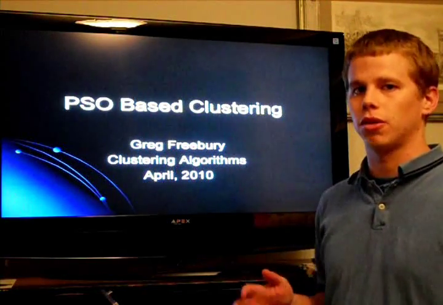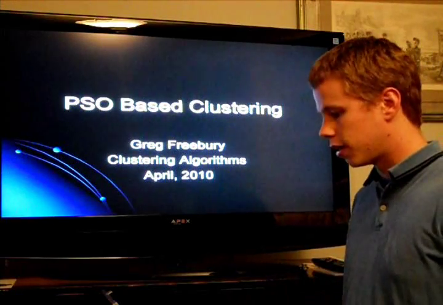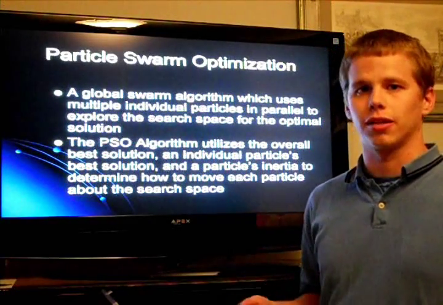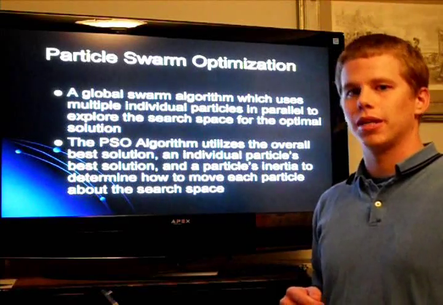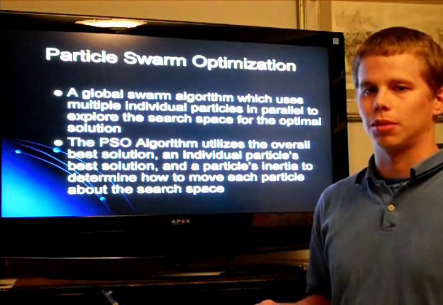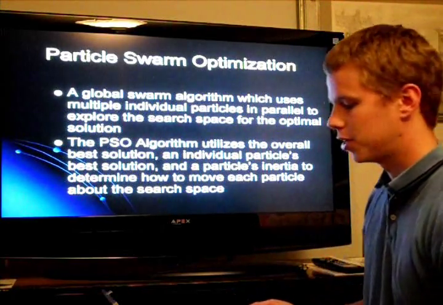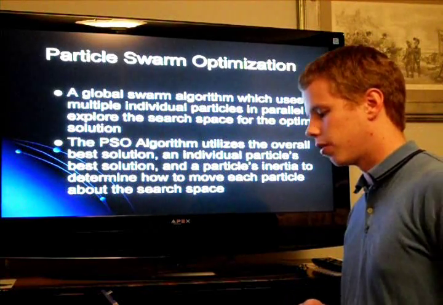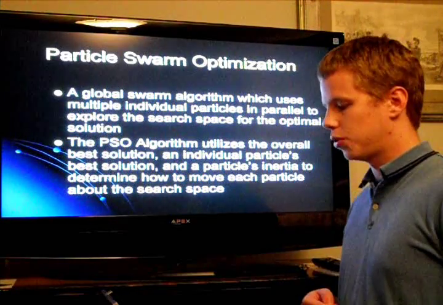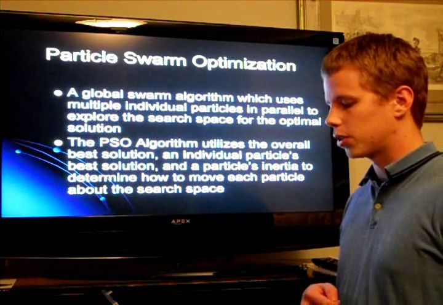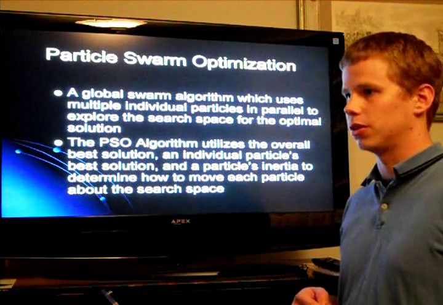My project is on PSO-based clustering. We'll start off by defining what exactly PSO is. PSO stands for Particle Swarm Optimization, and the precise definition is a global swarm algorithm which uses multiple individual particles in parallel to explore the search space for the optimal solution.